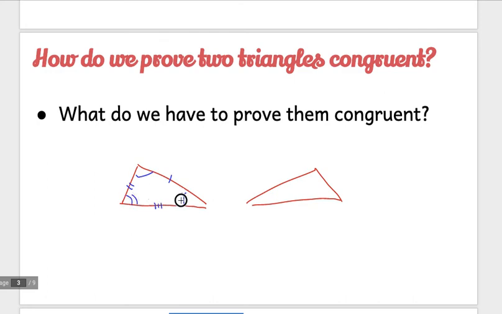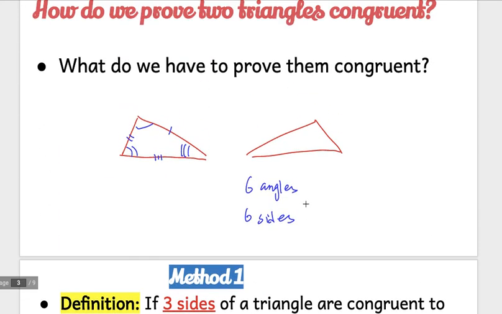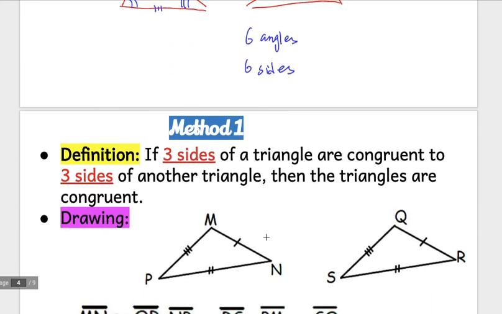Let's use different marks. If we are looking at two triangles, that means we have six angles together and six sides together. Do I have to use all the information to prove the two triangles congruent? Luckily, we don't. We only use partial information to prove the two triangles congruent. So let's see the very first method, which focuses on size only.